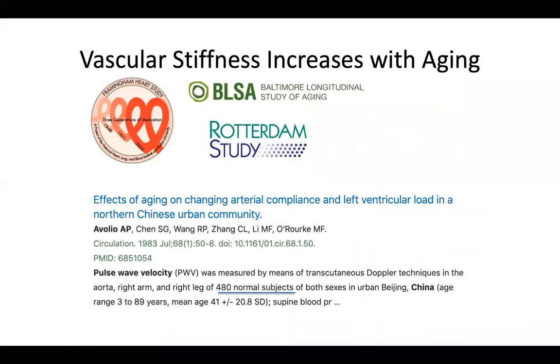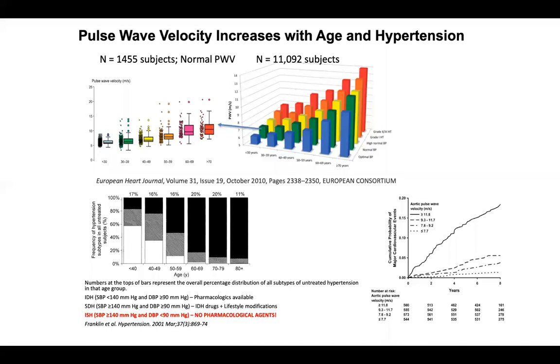Now, a number of large-scale studies, including the Framingham Heart Study, the BLSA, the Rotterdam Study, and so forth, have shown that there is a significant increase in vascular stiffness with age. And this is very well summarized in this beautiful study published in 2010, where they considered more than 11,000 subjects and generated this beautiful correlation between age and hypertension.